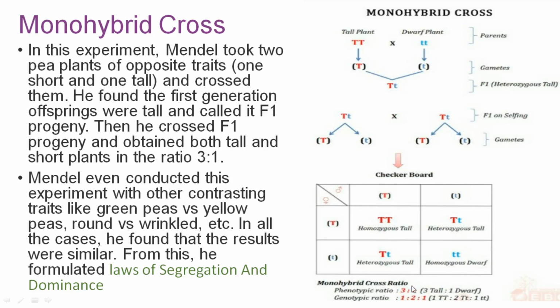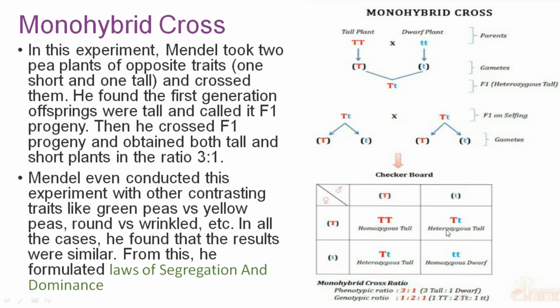Here is the phenotypic ratio. Phenotypic means the characters which we see from outside, the tall or the dwarf. We see three tall plants, and we write it as 3 to 1. The homozygous dwarf is 1. That is 3 tall and 1 dwarf plants. Genotype means the ratio is written based on the allelic conditions. Here the homozygous, capital T capital T, is 1.